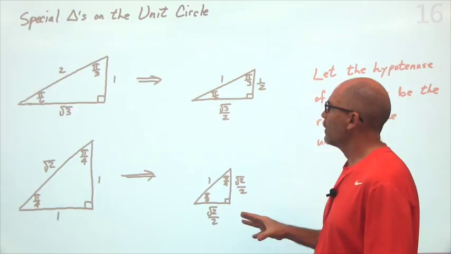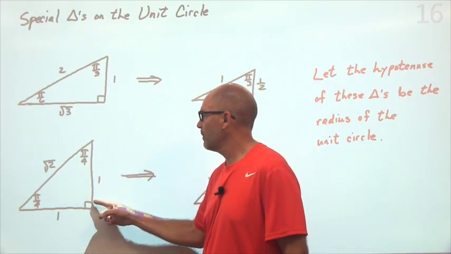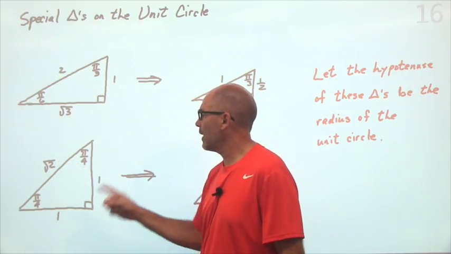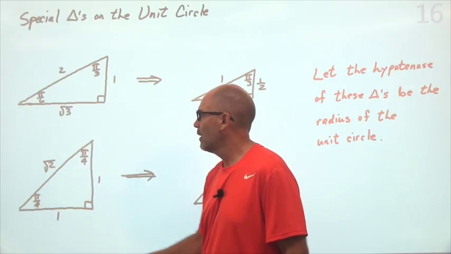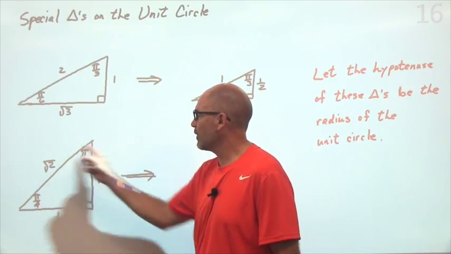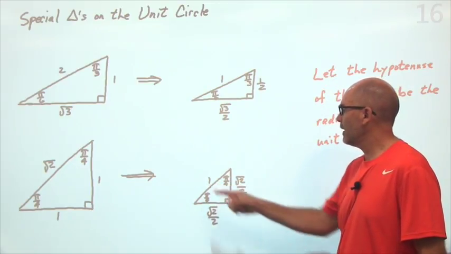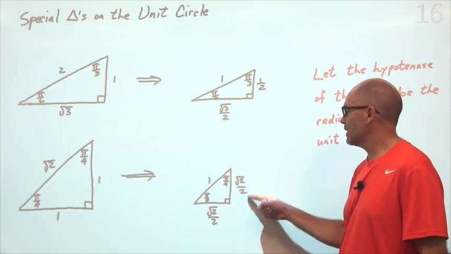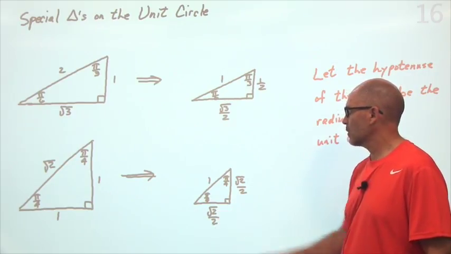Same thing with our 45, 45, 90, which is the pi over 4, pi over 4, pi over 2 triangle. We have 1, 1, and square root of 2. Well, what I want to do is make the radius 1. So I'm going to divide everything by the square root of 2. And now my radius is 1. And this is 1 over the square root of 2, which is the same thing as square root of 2 over 2. And this is the same thing, square root of 2 over 2.